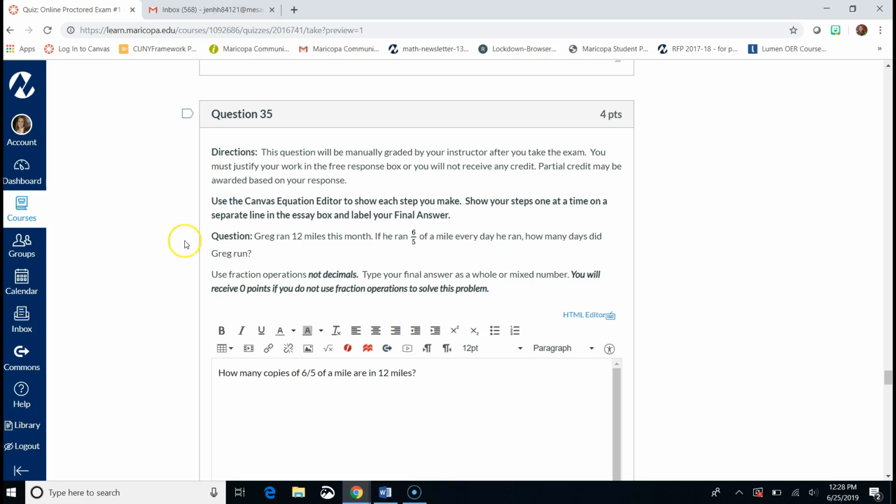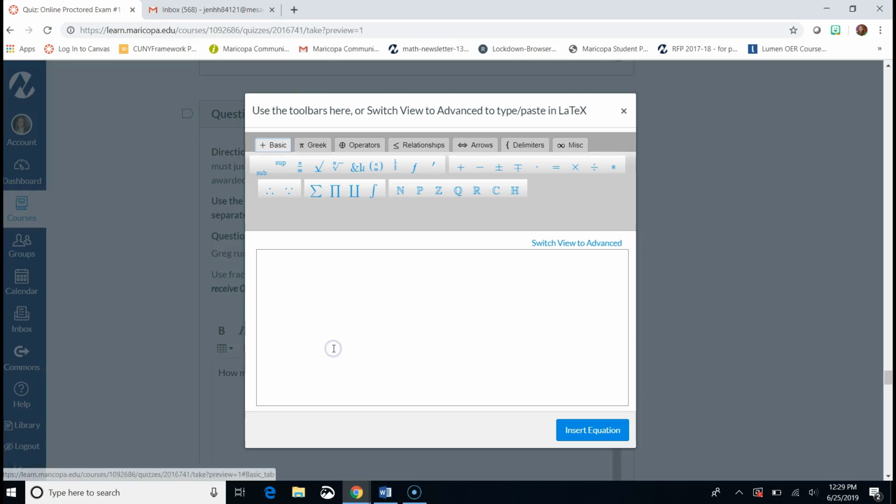Because I'm wording it that way, because that's what the question is asking us to do, that leads me to know that this is a division problem. I need to take the total 12 miles that Greg ran, and I need to divide it into chunks of 6/5 of a mile. So this becomes the following division problem, and this is where I'm going to go into my Canvas equation editor and enter that division problem.